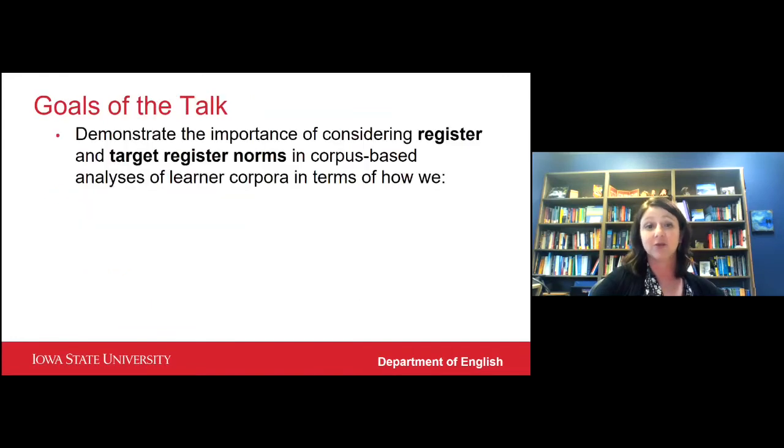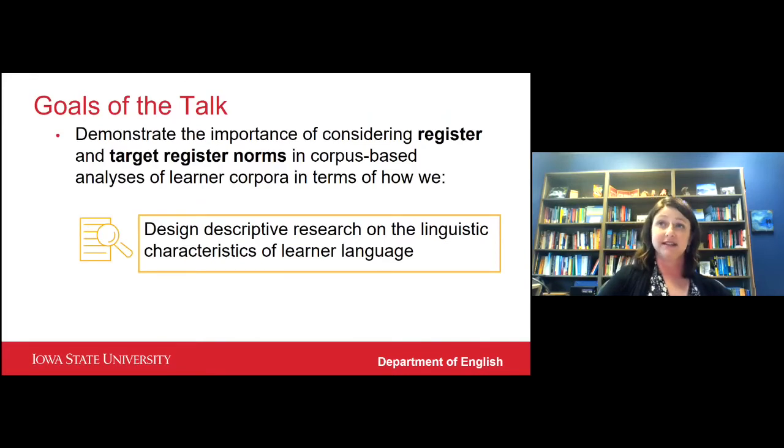strengthened. And so what I want to do today is demonstrate the importance of considering registers, but also target register norms for language use in learner corpus analysis. And I'm going to do this by looking at two different ways that register intersects with learner corpus research. One is more at the research design stage, where we need to design descriptive research because we want to determine the linguistic characteristics of learner language.